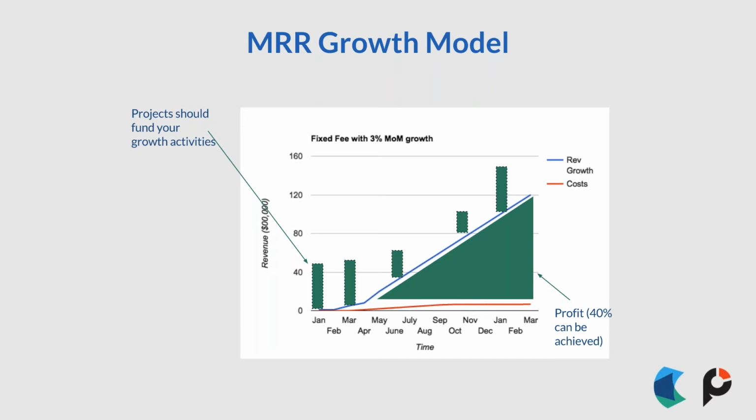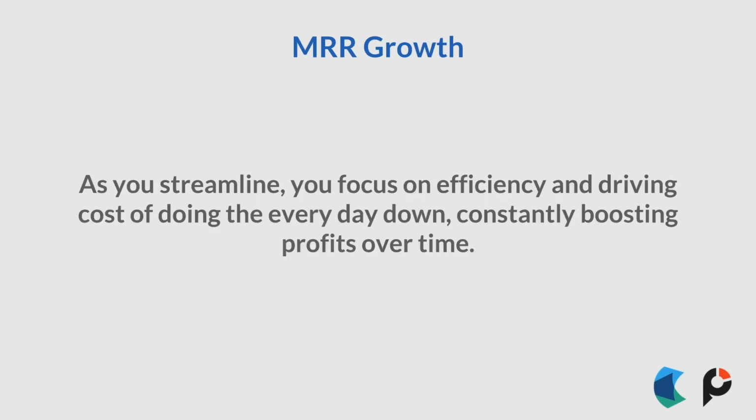You can see the revenue growth keeps going up, but our costs stay the same. So we're making more money month on month as you bring on more and more clients into these cohorts and so forth, which means our profits start to really jump, and that's what we want. As you streamline, focus on efficiency and drive down the cost of doing the everyday, you constantly boost profits over time. That's the MRR, monthly recurring revenue growth strategy.